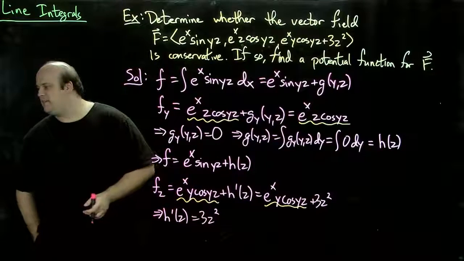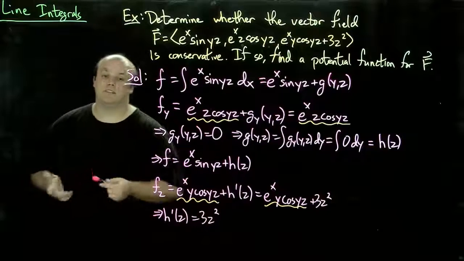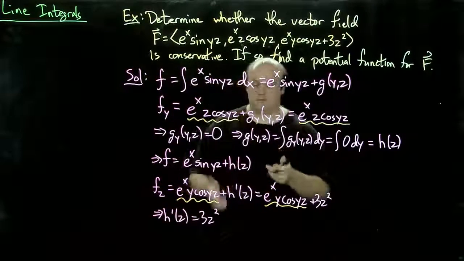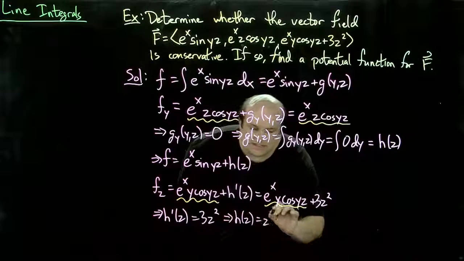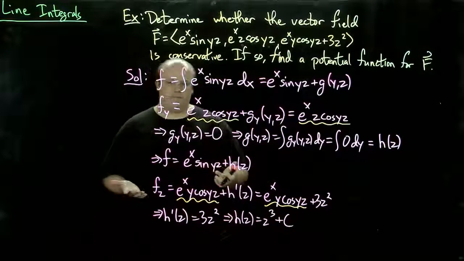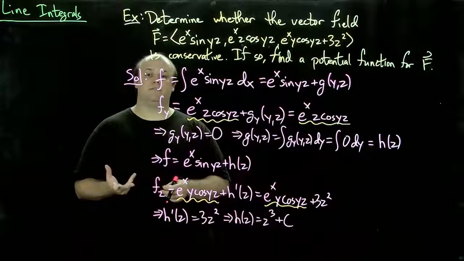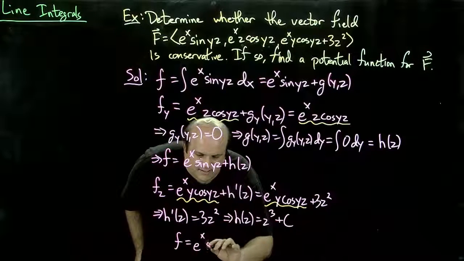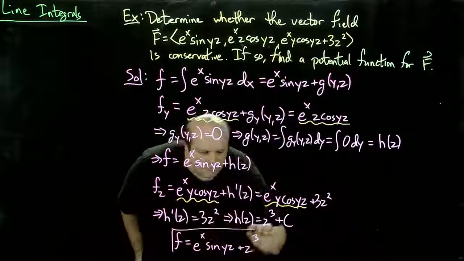So let me just say for a minute, what would it look like if f weren't conservative? Well, okay, let's finish this, then we'll talk about that. So this implies h of z is z cubed plus some constant. And we can choose whatever constant we want, since we just want a potential function. So we could use for a potential e to the x sine yz plus z cubed. This would be a potential function.